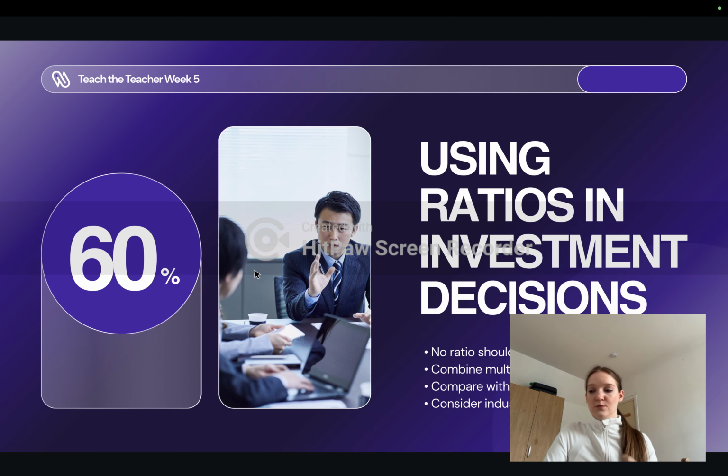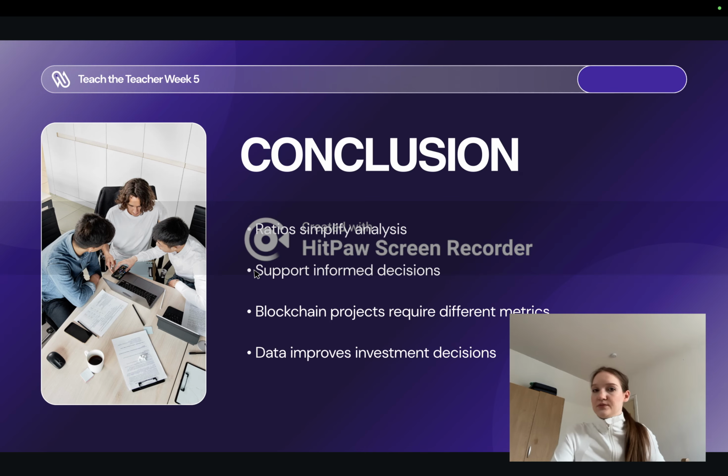To sum up, one more time, how ratios need to be used. They should not be used alone. They should not be used without the context of the industry. It's better to combine multiple indicators and compare the results with competitors. Again, to conclude, ratios simplify analysis. They support informed financial investment decisions. Blockchain projects require different metrics, and data improves investment decisions, so it helps to make better informed decisions.